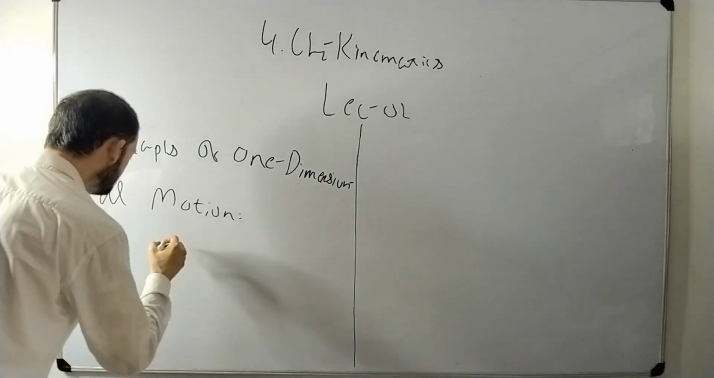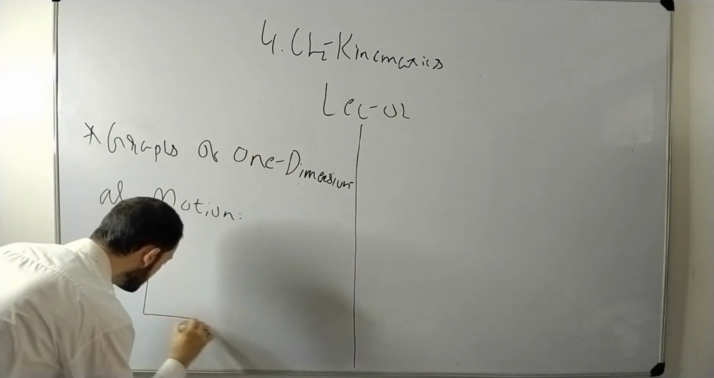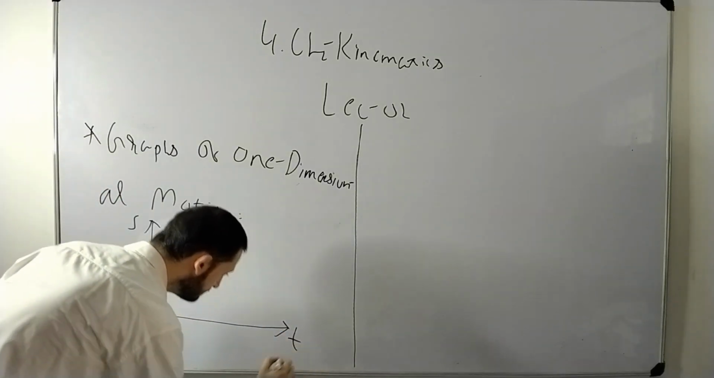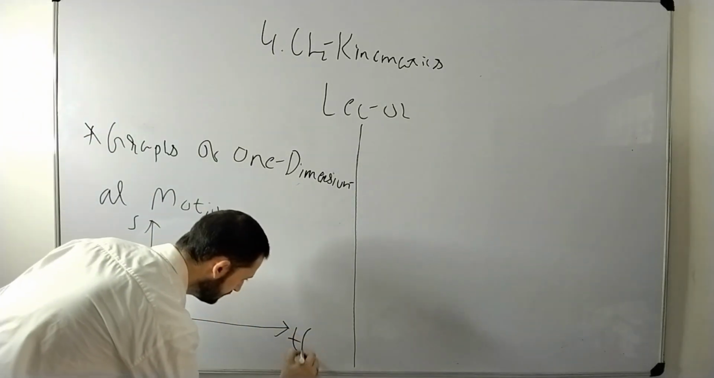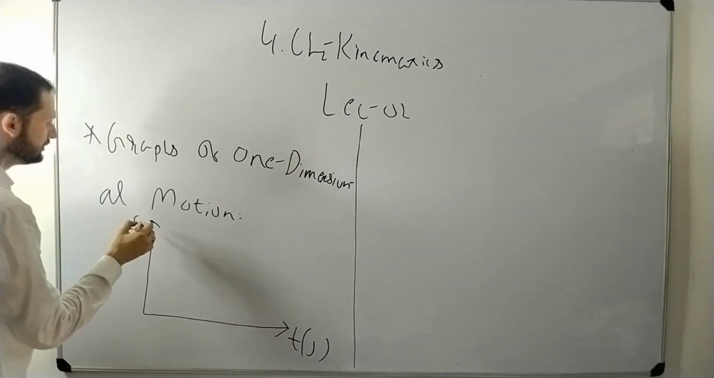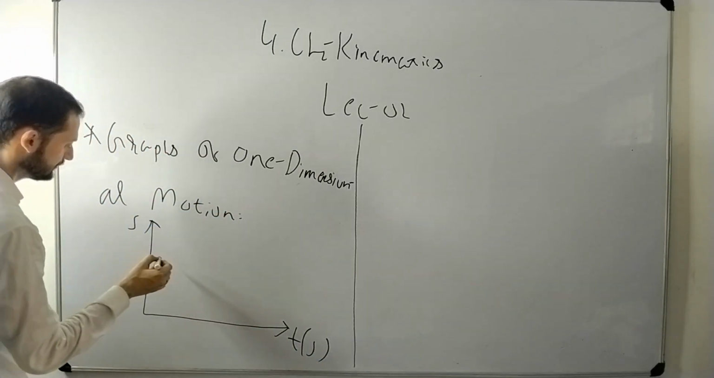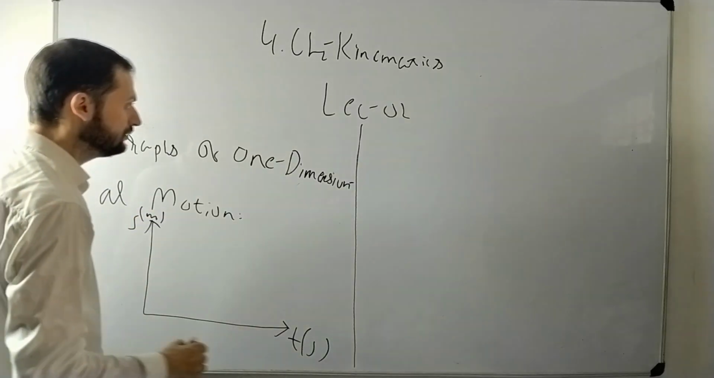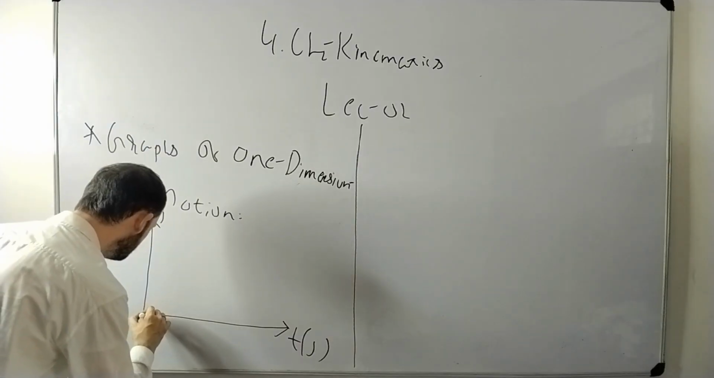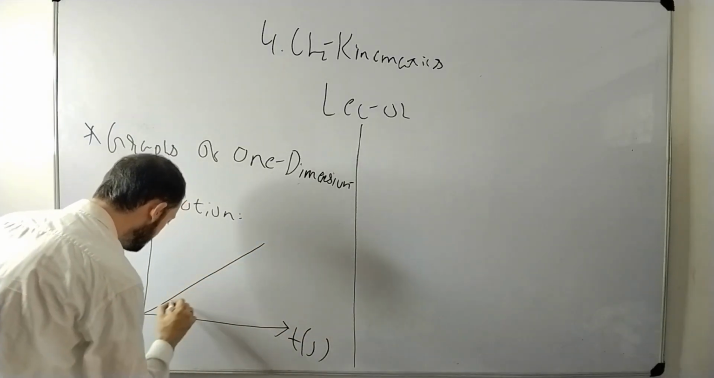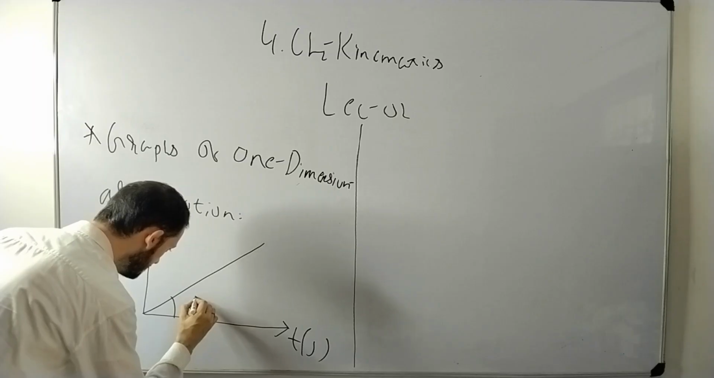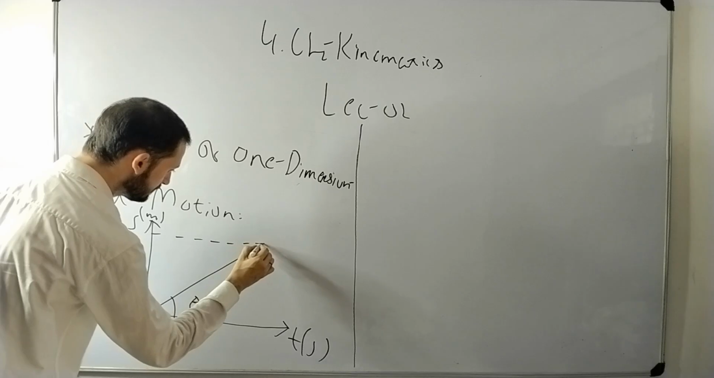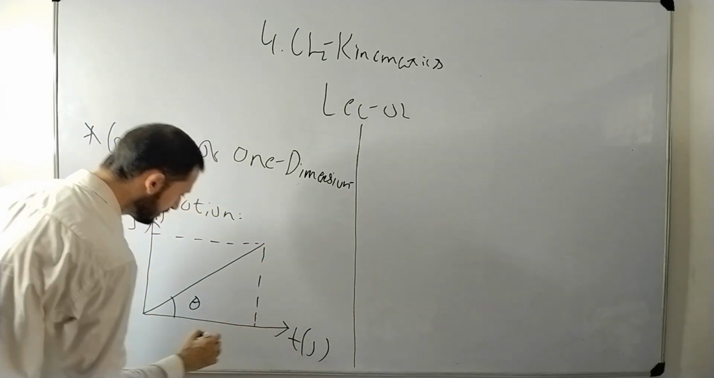So let us suppose one graph, this is S and this is T. T is represented on the x-axis and displacement on the y-axis generally. So let me write meter. So slope of this graph, I am drawing a straight line here, students. This is theta angle being given and this is the displacement S being created.